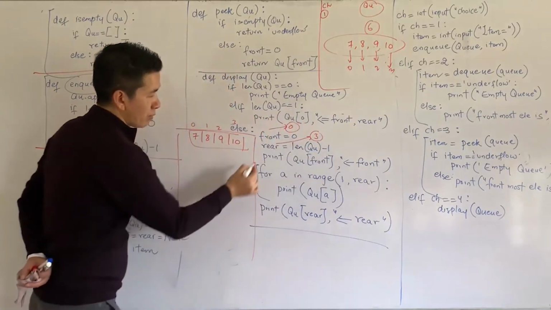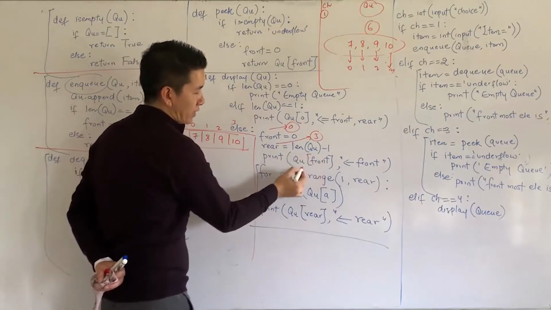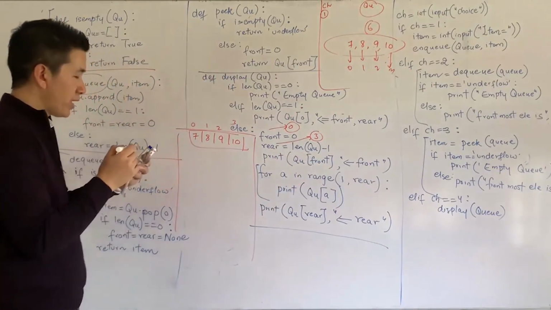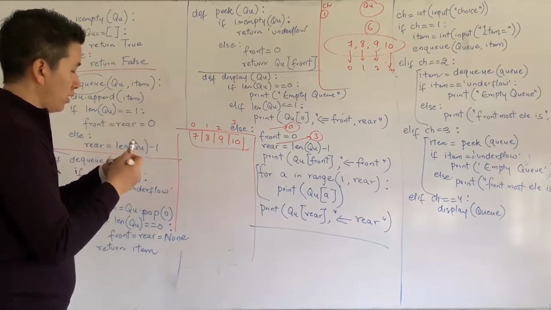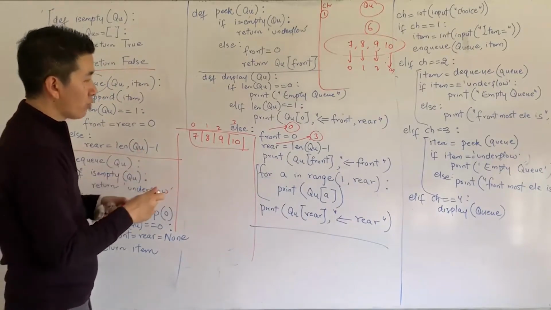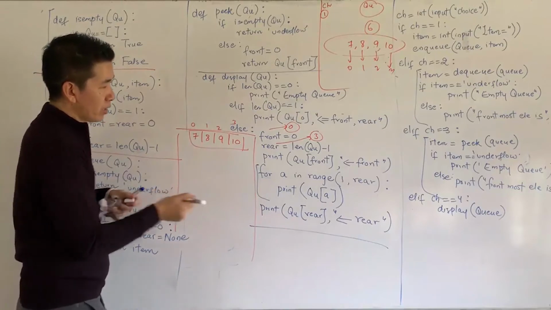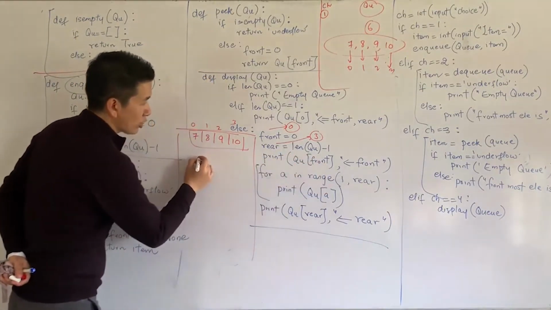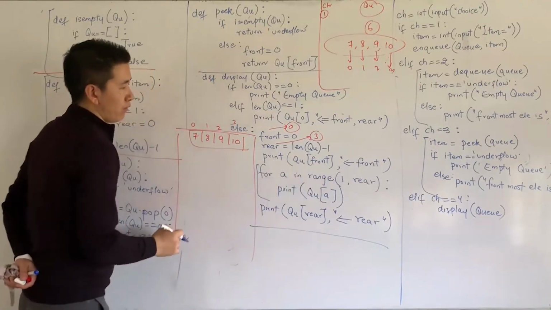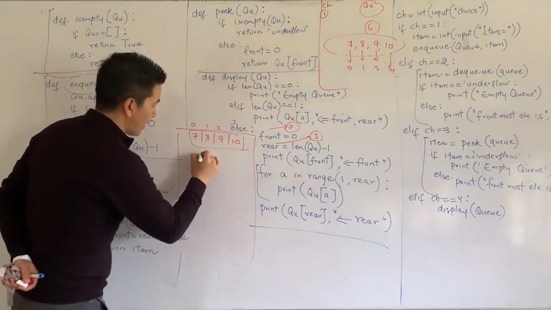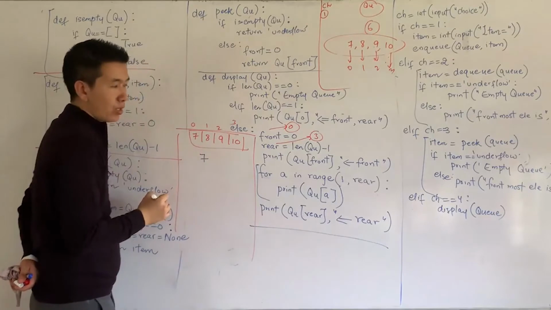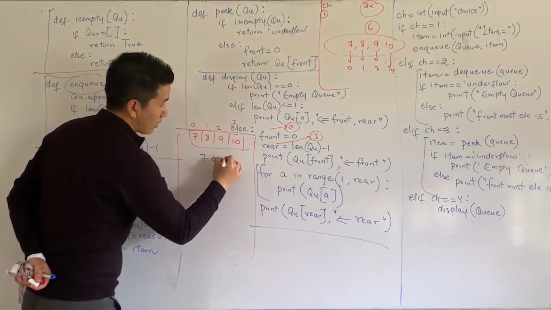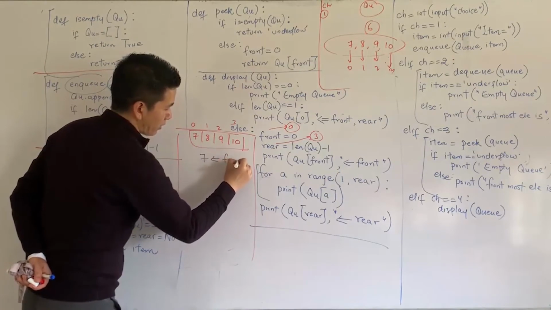All right? Print Q of front. Print Q of 0. Q of 0 means you're talking about the first element, right? So Q of front means Q of 0. So I'll just have the first value printed as 7. Okay, and then just next to it I'll have the front.